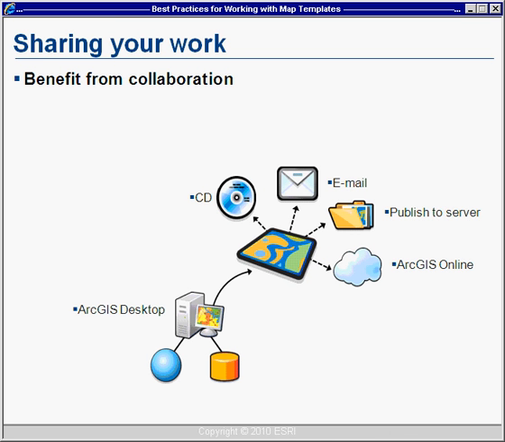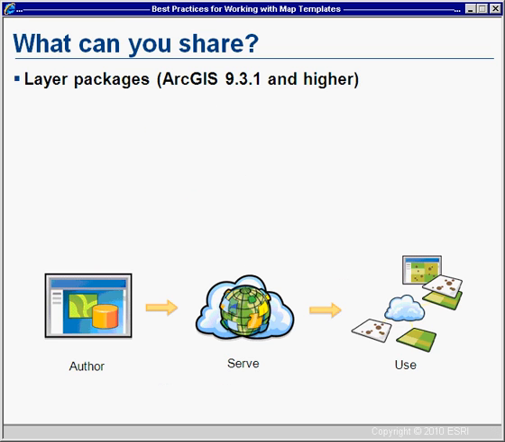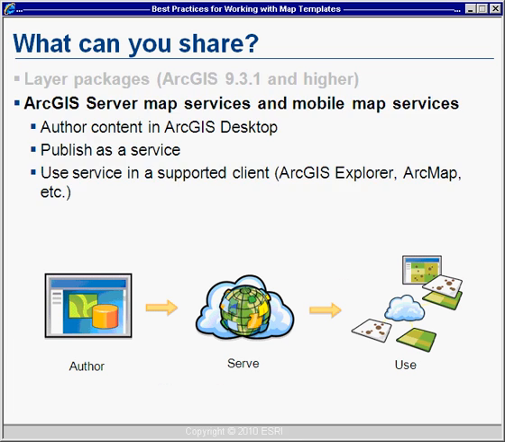Now it's become very easy for us to share our information, and in many cases all it takes is the click of a button. We can expose how much or how little our end users see and give them something that is immediately usable. A couple of vehicles that we use to do that are the layer package, so we can quickly share content, as well as services that deliver our maps to any number of clients: ArcGIS Explorer, ArcMap, the list goes on and on.